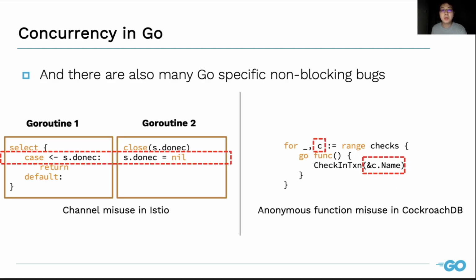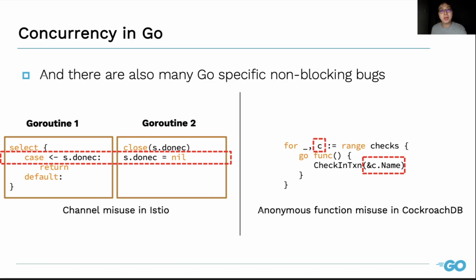In addition to blocking bugs, there are also many Go-specific non-blocking bugs, such as misuse of channels and misuse of anonymous functions. For example, the left figure shows us a data race caused by channel misuse in Istio. If coroutine 2 closes the downC channel and then sets downC to nil, when coroutine 1 tries to receive data from downC, the data race could happen.